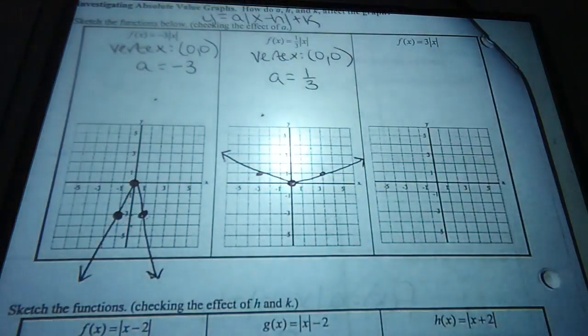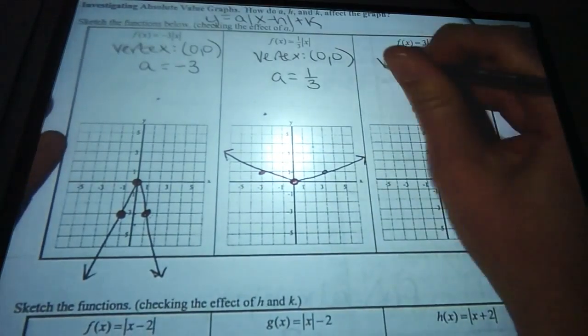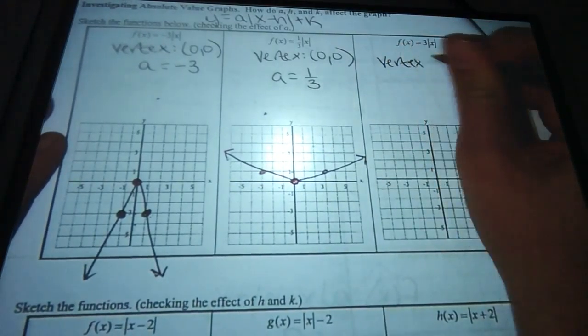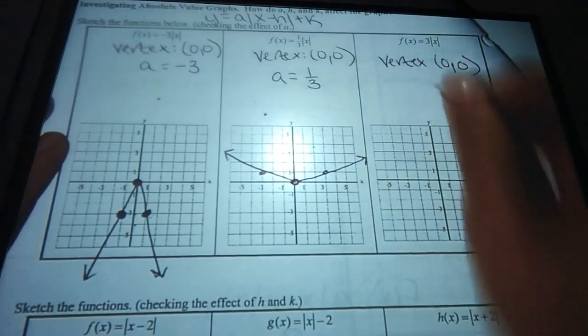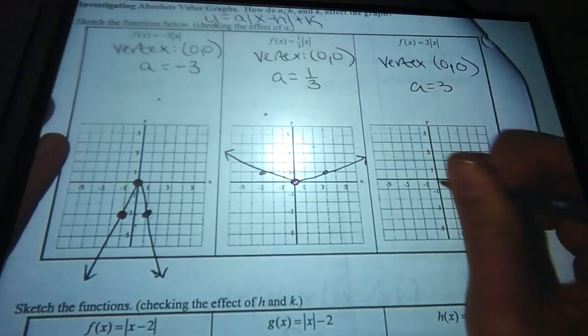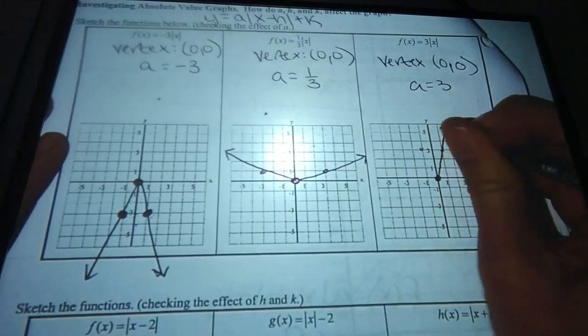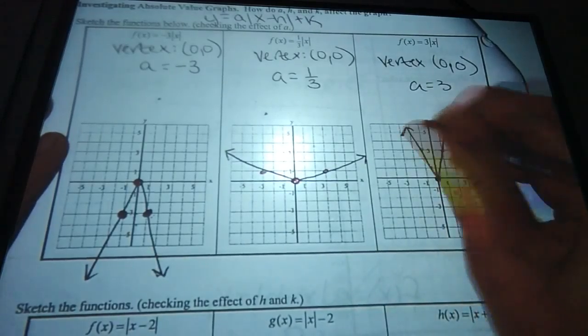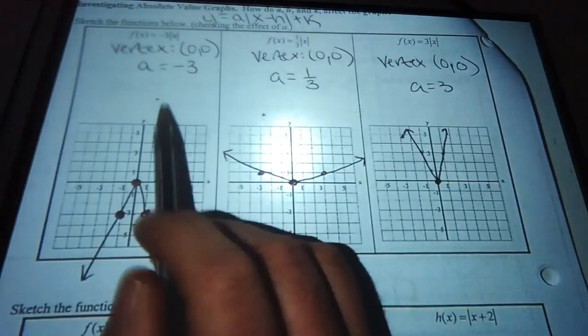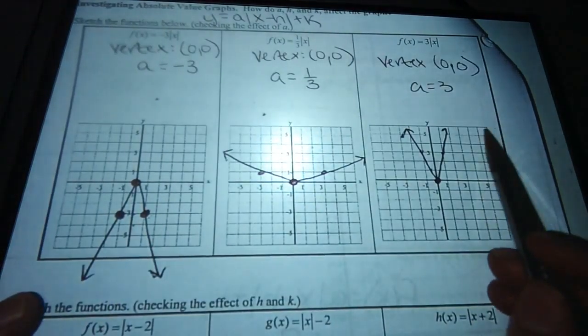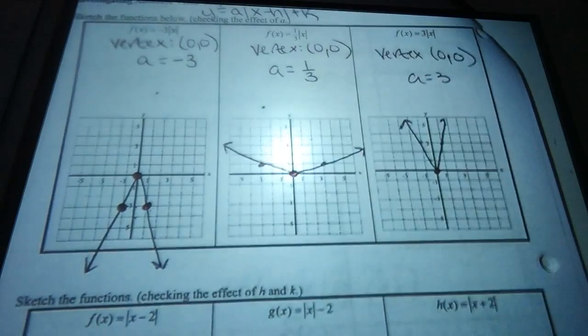So, last one here. Vertex 0, 0, A value is 3. Your graph should have turned out like this. It's the opposite of the first one. Yeah, why? Because this one's negative, this one's positive. We talked about that, right?